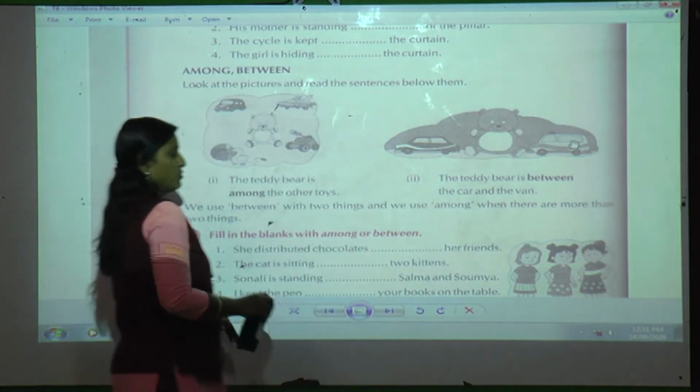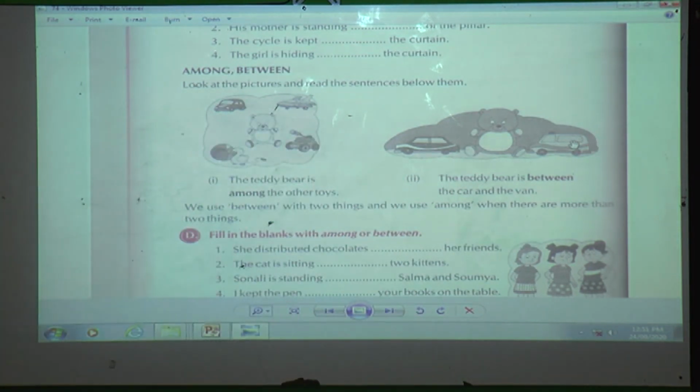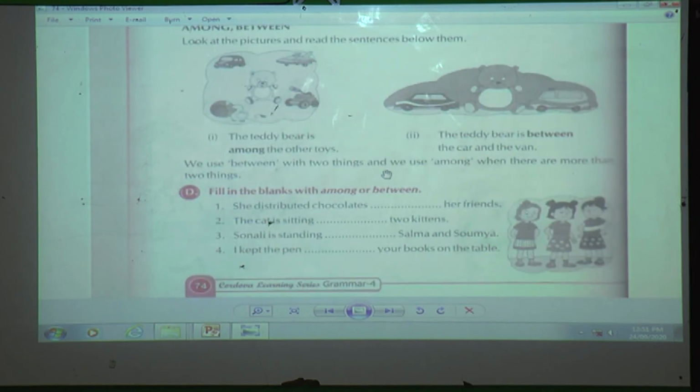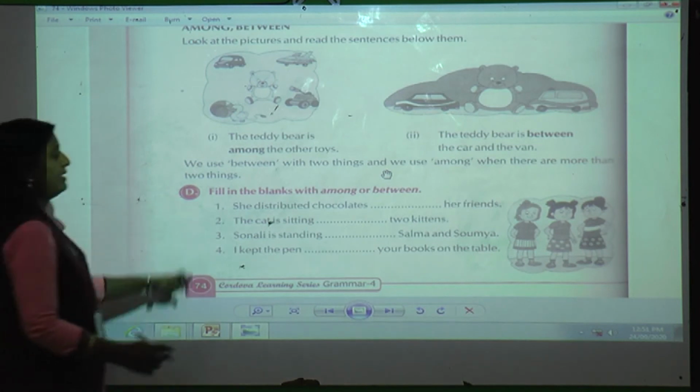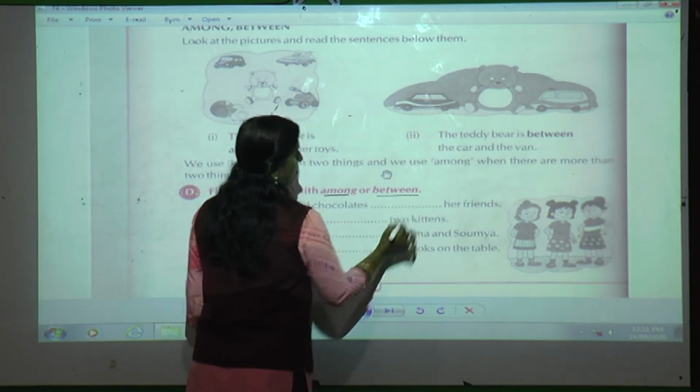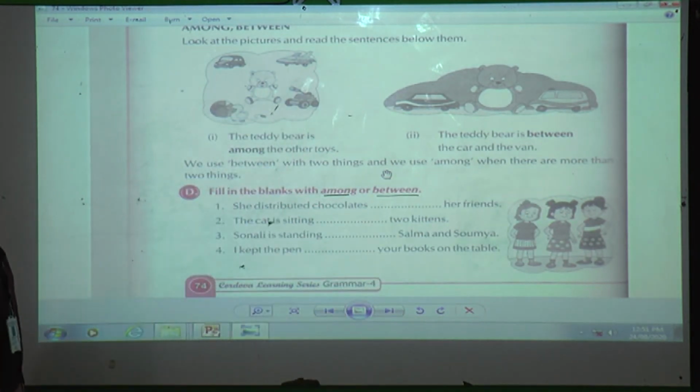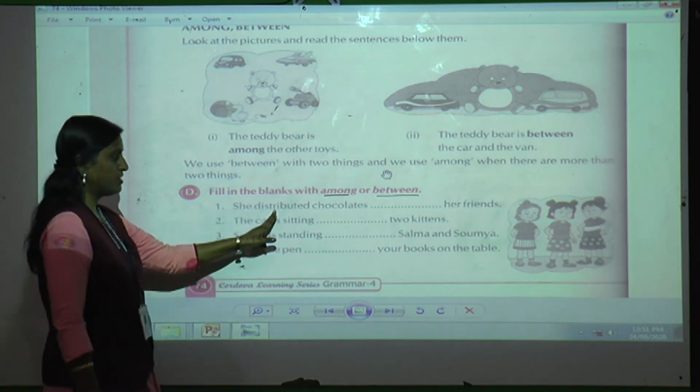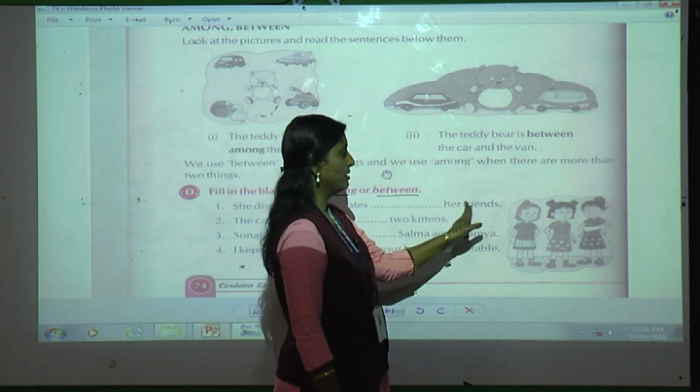Any confusion? No. So we will solve the examples, so that you will come to know how they have used these two prepositions. Ready, students? We are on page number 74, same page. Read that. Exercise G. Fill in the blanks with among or between. What have they told? You have to fill the blanks with among and between. Now, first example. She distributed chocolates dash her friends.